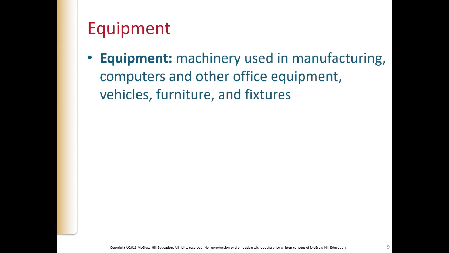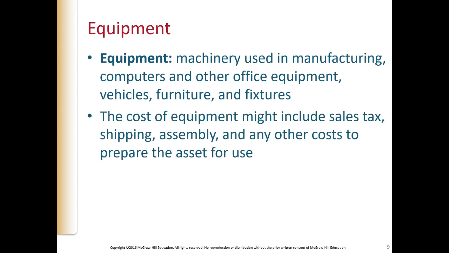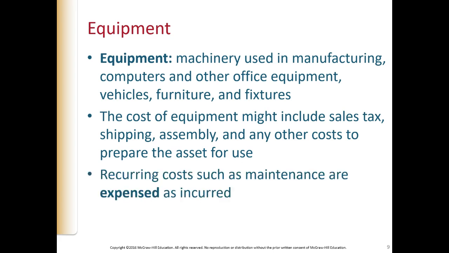Equipment, it can be manufacturing equipment, computers, office supplies, and so forth. The cost of the equipment would include things such as sales tax that goes in the equipment account, shipping to get it to your place of business, cost incurred to assemble the item, and any other cost incurred to get the equipment ready for its intended use. All these items will be included as part of the cost of the equipment account. Again, recurring costs such as maintenance and repairs also are expensed as incurred. They are not capitalized, and capitalized means included in the asset account. So recurring costs are not capitalized as part of the equipment cost.